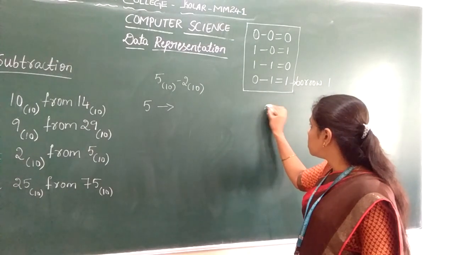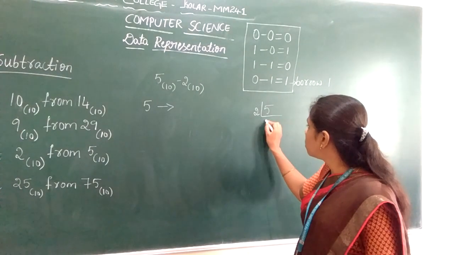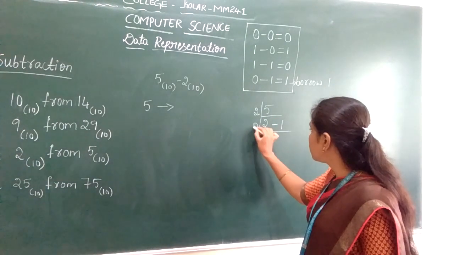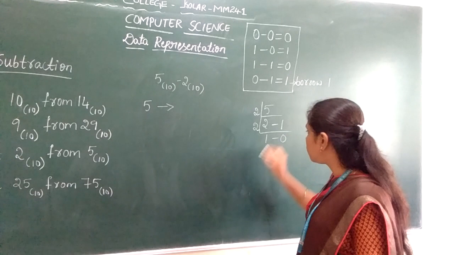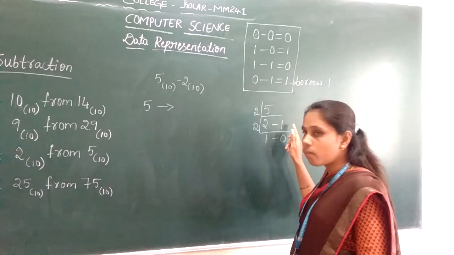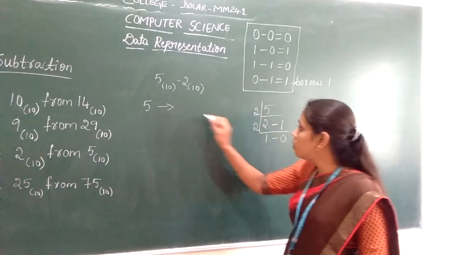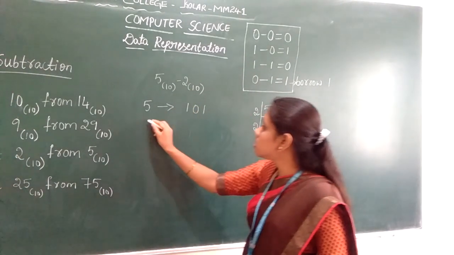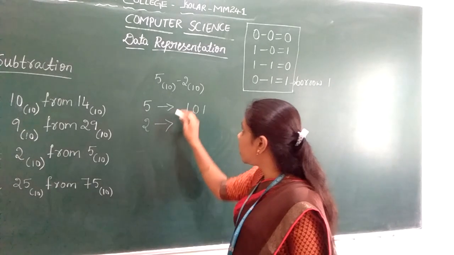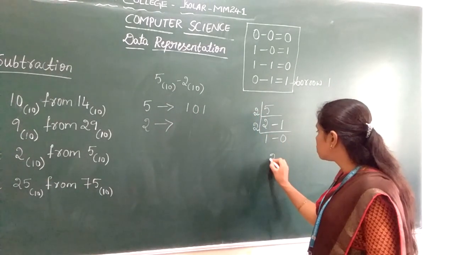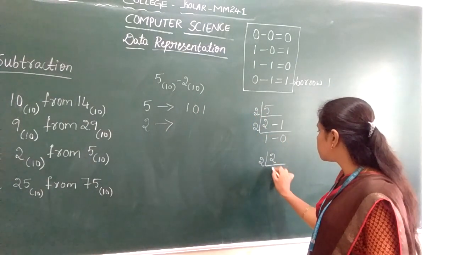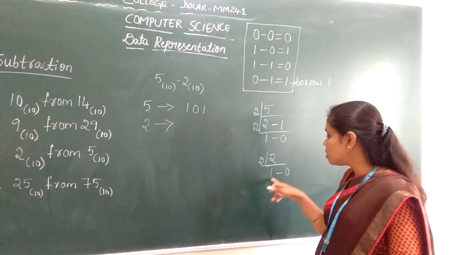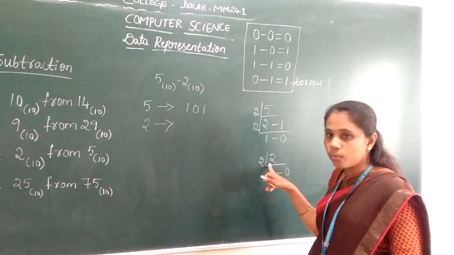How to find out? So divide it by 2. 2 2s are 4. The remainder will be 1. Again divide this 2 by 2. 2 1s are 2. The remainder will be 0. 1 0 1 is the binary equivalent value for 5. That is 1 0 1. Next consider 2 and find out its binary equivalent value. So 2 divided by 2. 2 1s are 2. The remainder will be 0. Stop. And this is 1 0, the binary equivalent value for 2.